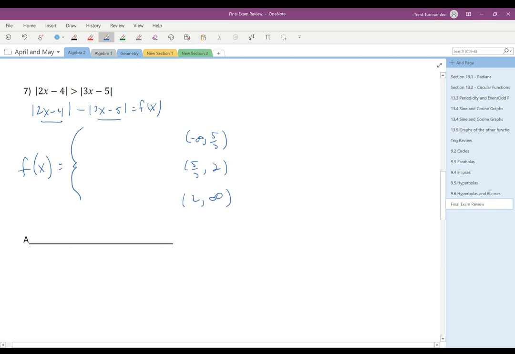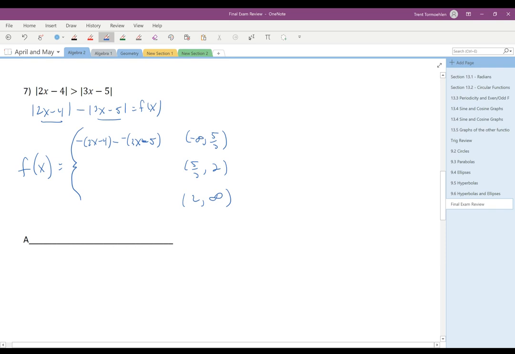Well, from negative infinity to 5/3, both of these would be negative. If you picked any value inside that region, you'd get negative values inside the absolute value. So we have to do the opposite of those. So negative 2x minus 4. And then what you're really doing is minus a negative 3x minus 5. But notice that you got a minus a negative, so that's just going to turn into a positive.